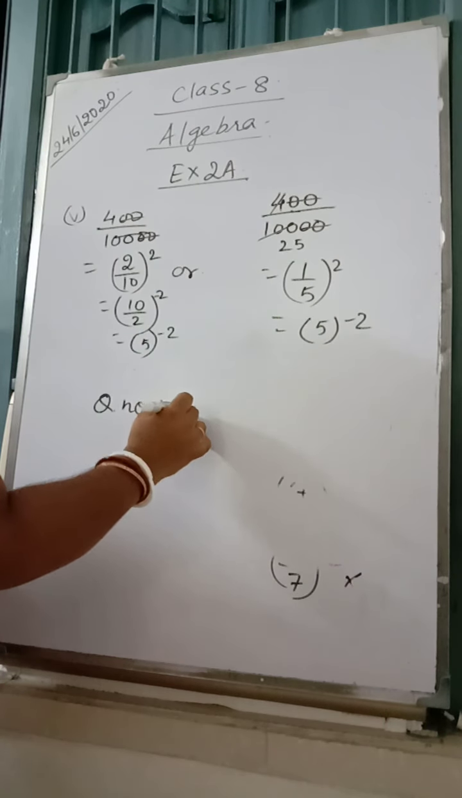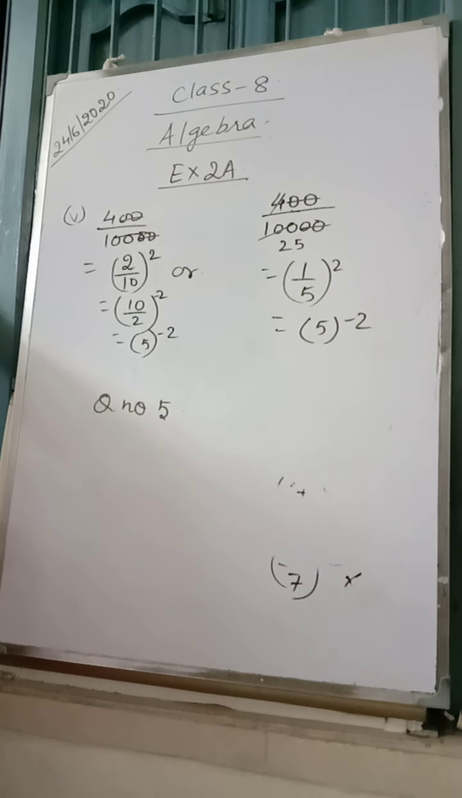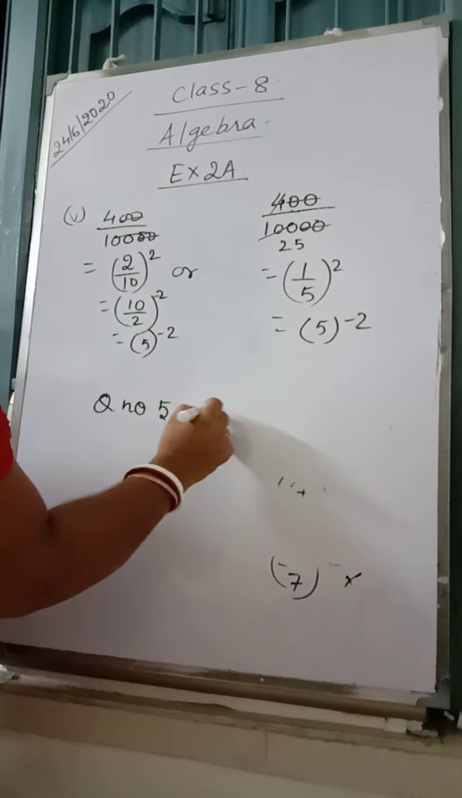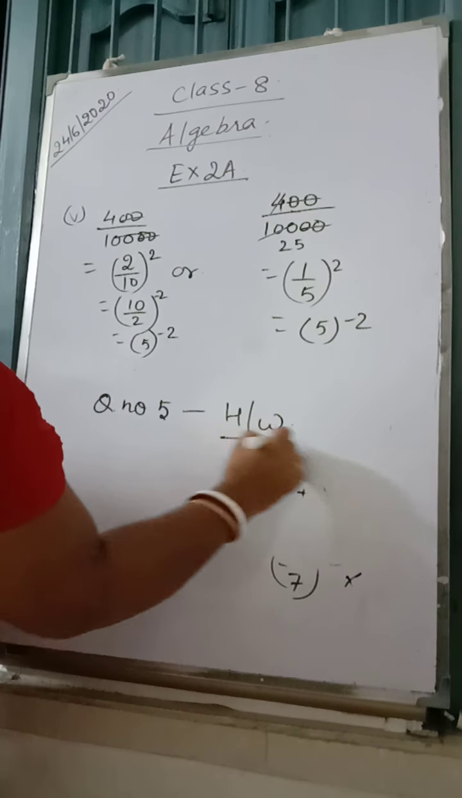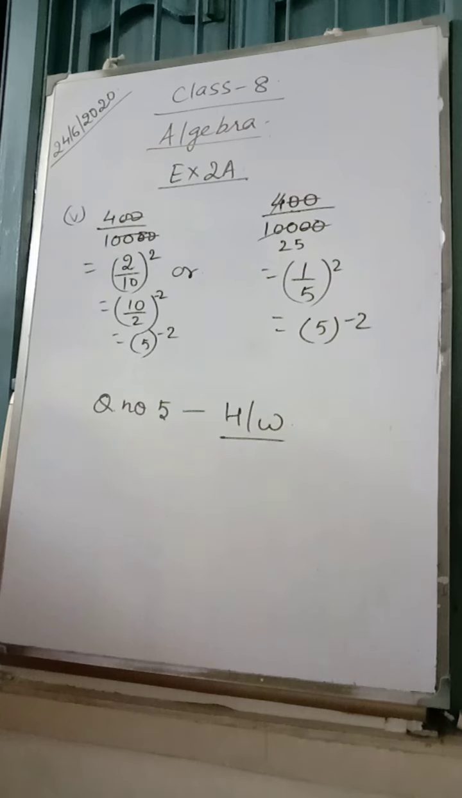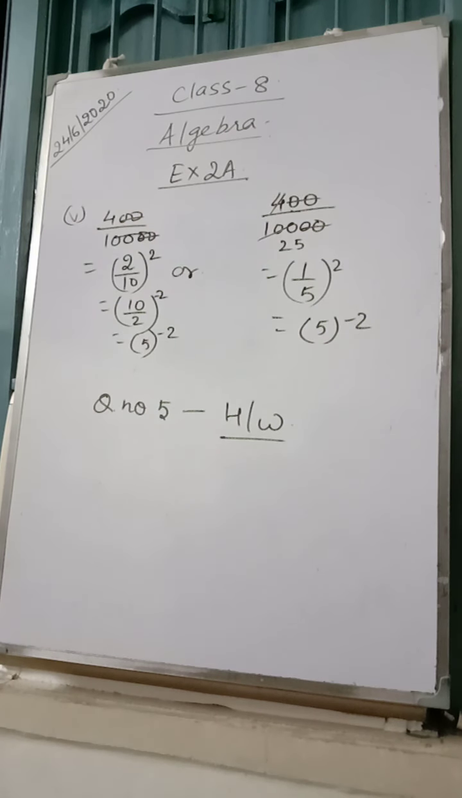Question number 5. The value of A and B is given. Now what you have to do? You have to apply this value and you have to get your answers. You will try. If you cannot, you will ask me in the comment box. I'll be replying to you when we solve this exercise again. You must learn the rules of exponents, then only you can solve these sums related to power and exponents. You will be solving this question number 5.